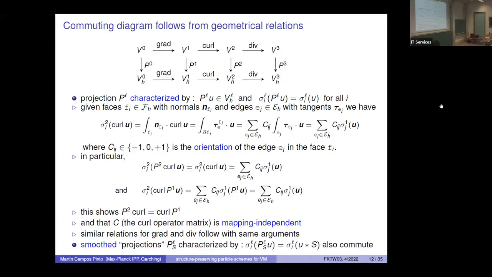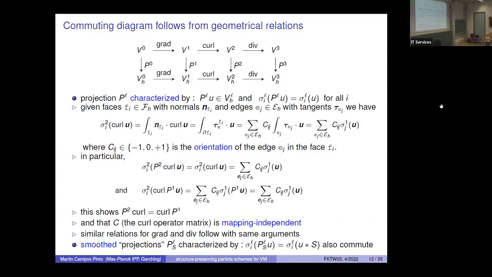It also shows that the operator matrix of the curl in these bases, in these geometrical bases, is mapping independent, because it's only the graph incidence matrix in your edges, faces, and nodes. And you have, of course, similar relations for the gradient and the divergence. So you can construct these projection operators with these geometrical interpolation degrees of freedom.